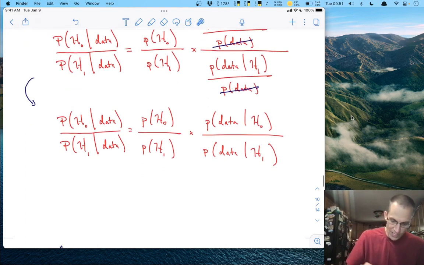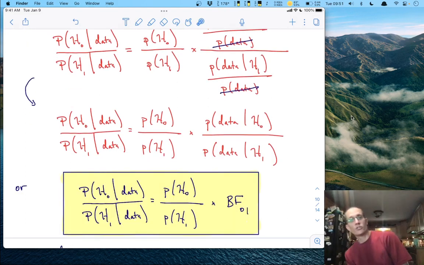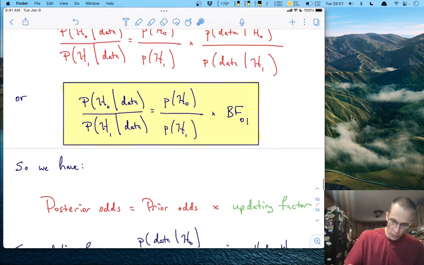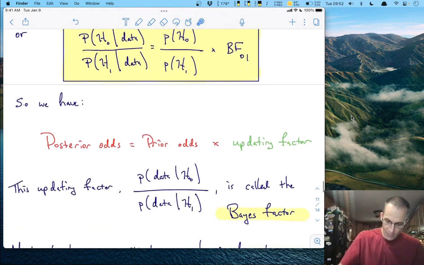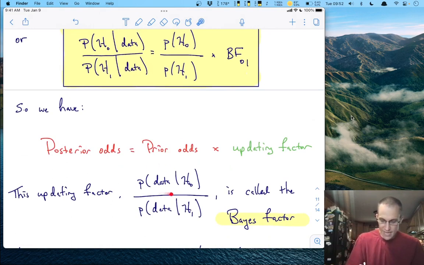And I'm going to give this last one here, these two likelihoods, this likelihood ratio, if you will, a special symbol that might be familiar to you already. I'm going to jump ahead to the slide, but it's called BF because this is a Bayes factor. This is the factor by which these prior odds are updated to give you the posterior odds. Okay? So what do we have? We have that the posterior odds are equal to the prior odds times this updating factor. Okay? And that updating factor, probability of data given H0 divided by probability of data given H1, is called the Bayes factor.